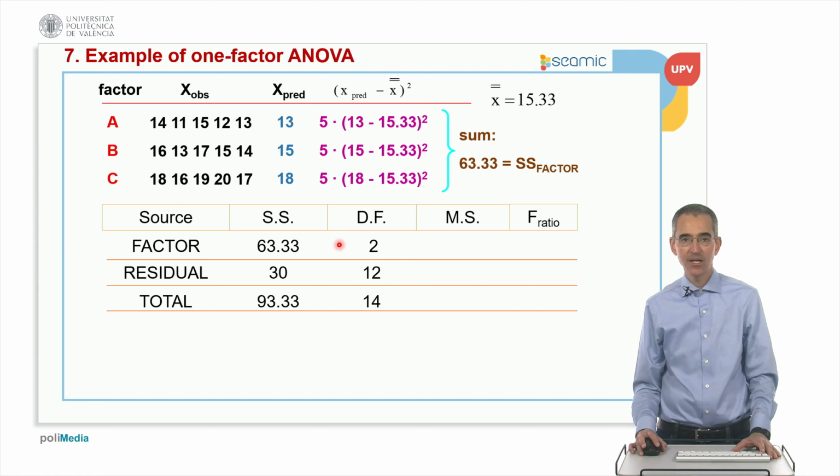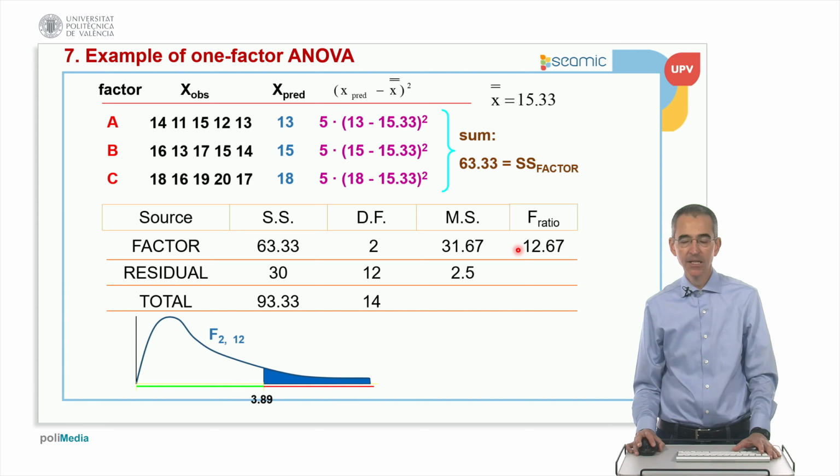Then remember that we have to divide the sum of squares by the degrees of freedom, and this is called mean squares. We have the mean squares of the factor and the residual mean squares. Finally, we divide both mean squares, and this is called the F ratio, because it follows a Fisher's distribution. Then we have to figure out if this value is frequent or not frequent for this distribution. The numerator has 2 degrees of freedom and the denominator has 12 degrees of freedom.